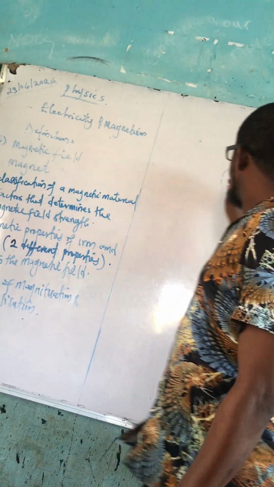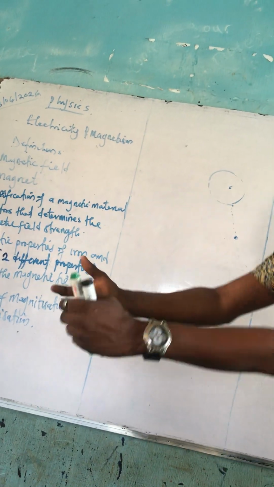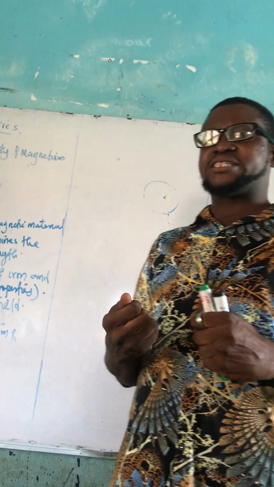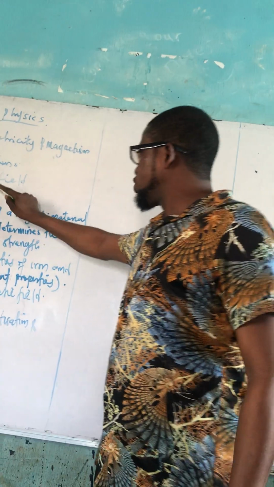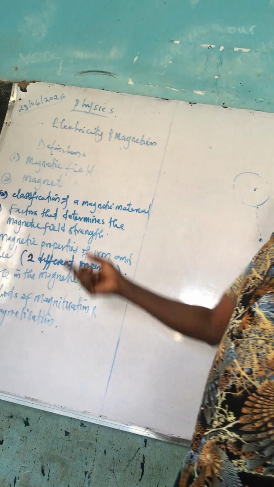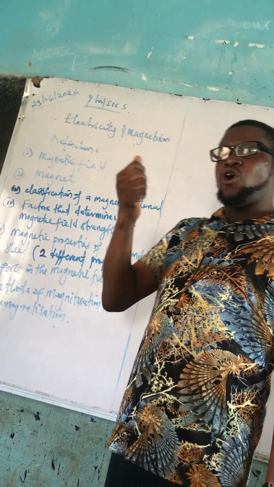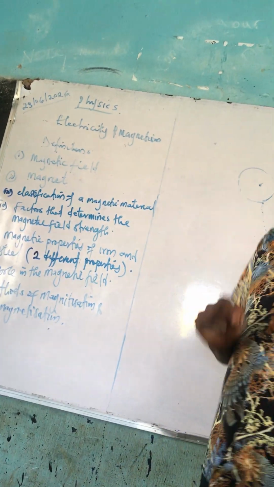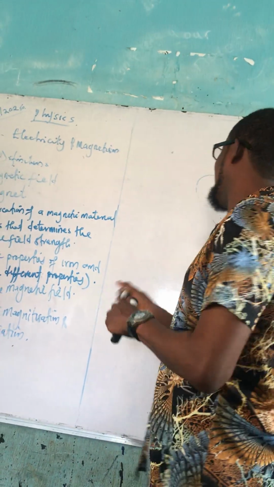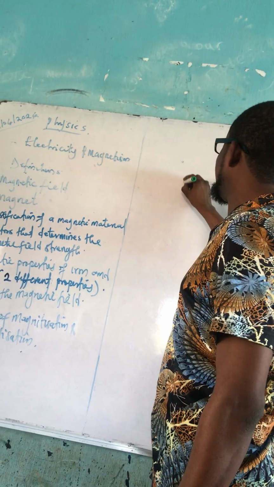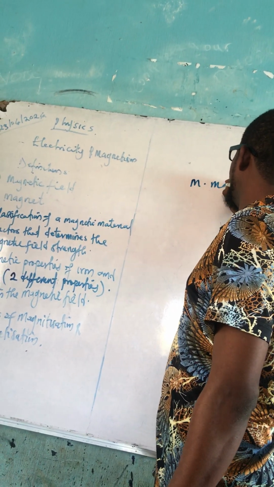Then that word magnet, this object called magnet, how do we define it? We need to know this object called magnet that is attracting so many magnetic materials towards itself. So how can we define it? We can define a magnet as a device or an object that attracts a magnetic material. So underline magnetic material.